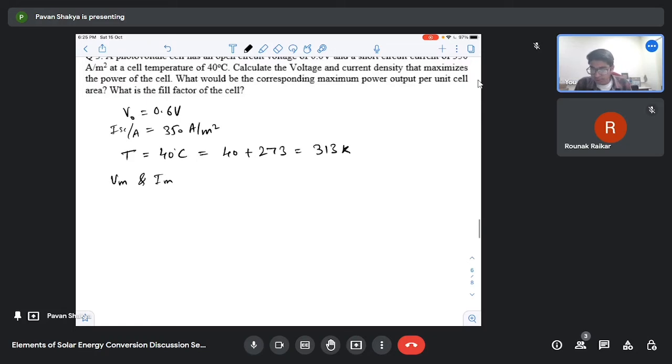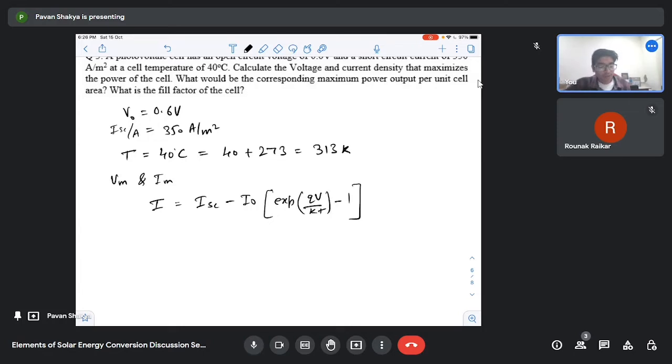Now, the I naught is not given in the problem. So first we have to calculate it or make some relation with this ISC. So as we know, this ISC divided by this I naught. Let me first derive some formula for this. We have written the formula for the current at any voltage, that we have given as I is equal to ISC minus I naught, inside the bracket exponential of QV divided by KT, subtracted by 1.